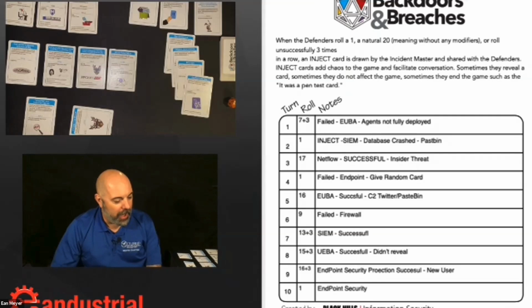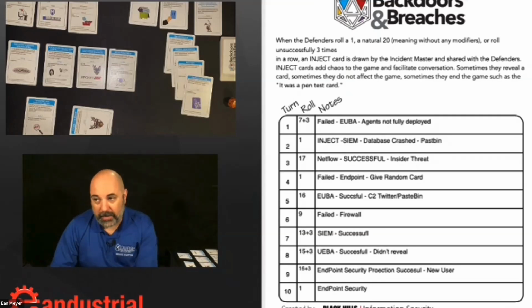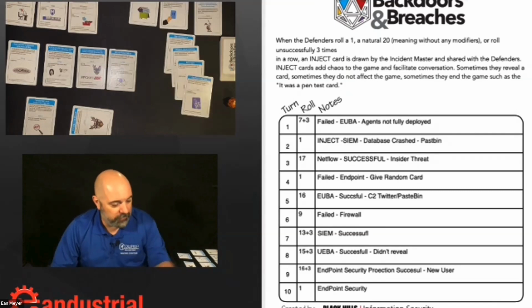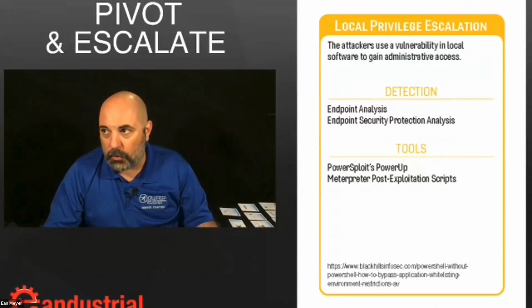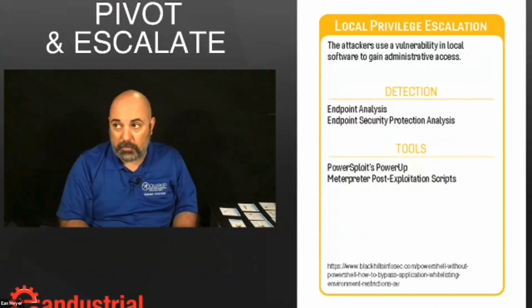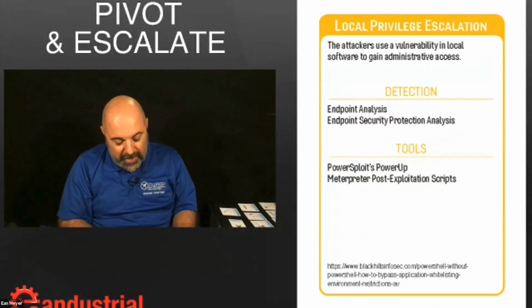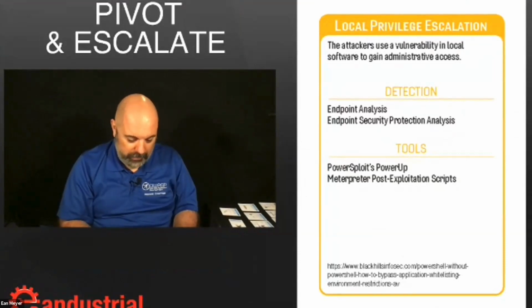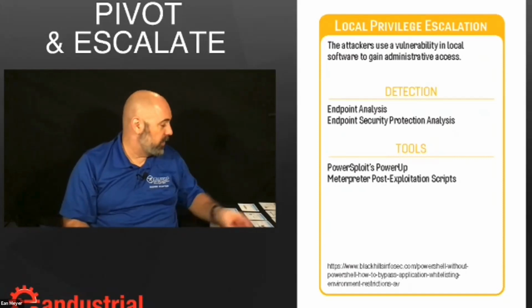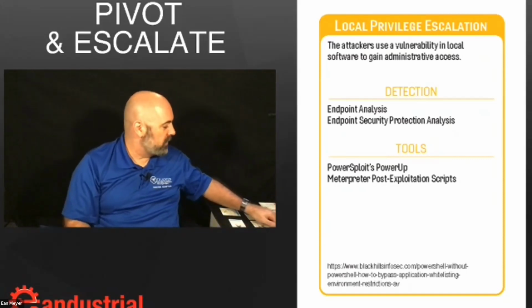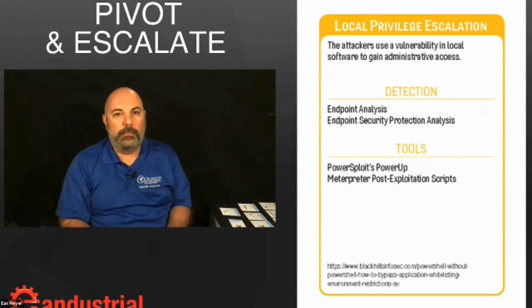And Colin, I'm going to make you feel real bad, and I don't mean to, because had you been successful, you would have found that the pivot and escalate card was local privilege escalation, and endpoint security analysis, the card that you played, would have gotten it for you. So, yeah, unfortunately, you did not get it. So the card was local privilege escalation. Well, life's a gamble. Yeah, life's a gamble.